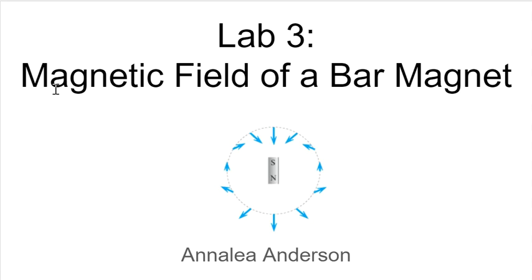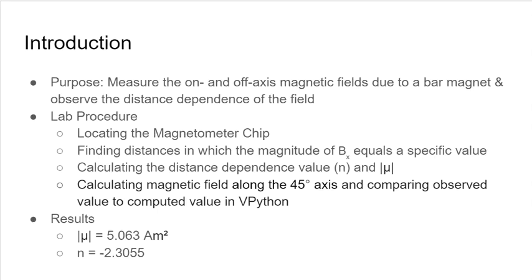So this is Lab 3, Magnetic Field of a Bar Magnet by Annalee Anderson. The purpose of this lab was to measure the on and off axis magnetic fields due to a bar magnet and observe the distance dependence of the field.